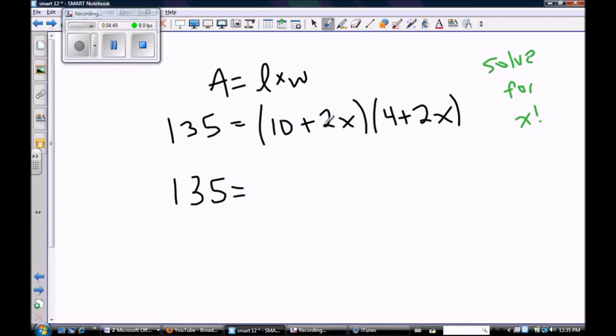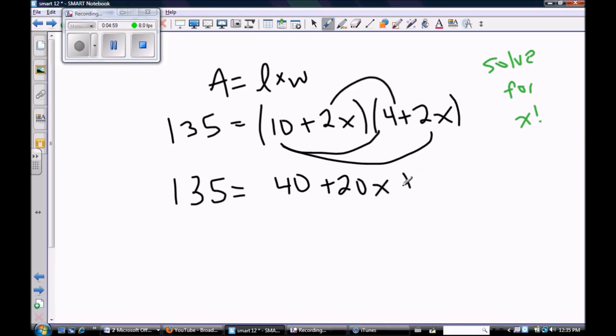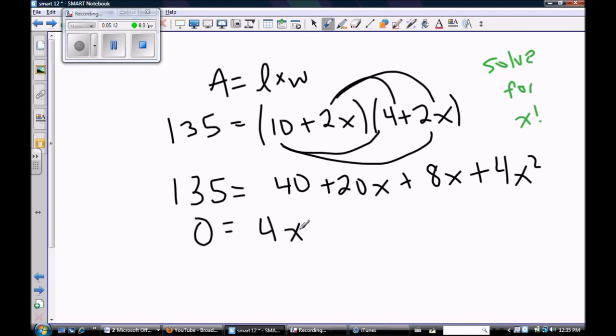So I'm going to multiply these brackets together. So 10 times 4 is 40. 10 times 2x is 20x. 2x times 4 is 8x. And 2x times 2x is 4x squared. So let's bring 135 over and rearrange. So I'm going to have 4x squared, here, that's going to be plus 28x. 40, subtract 135, is going to be minus 95. So hold on, I wrote that wrong.